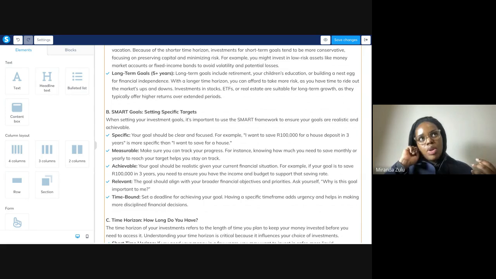It's really great, if you are setting these types of goals, to set realistic goals based on the timeline. So whether short-term or long-term, keep it realistic, relevant. Why is that goal really important for you?